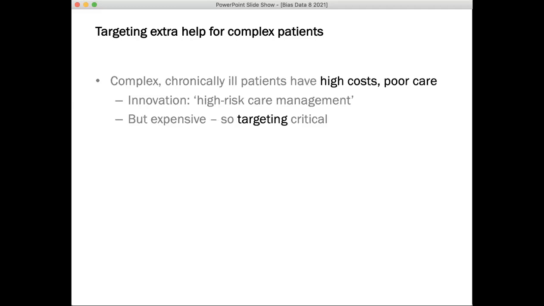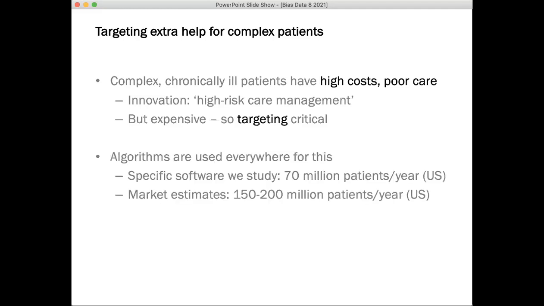But for it to work well, you need to pick the right people. All of those resources are themselves expensive. And so you need to get those resources to the right people who are going to benefit from them, because you can't do it for everyone. There's a whole staff of people that it takes to make these programs work. There's extra primary care slots. So you need to target this. And that's where algorithms come in.